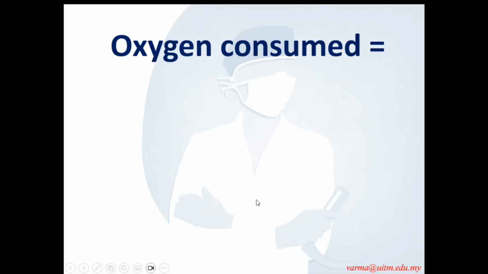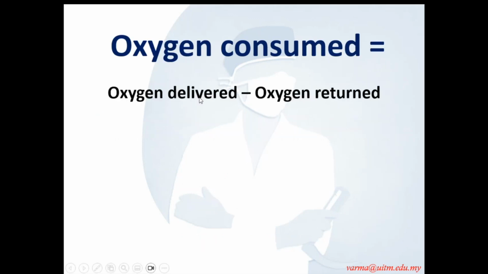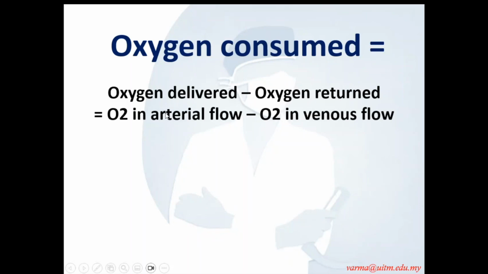Let's calculate. Oxygen consumed is oxygen delivered minus the oxygen returned. From the alveoli, the oxygen goes into your systemic circulation and returns to you by your venous return. So how much oxygen went into the arterial system and how much came back via the venous system? The difference between these will be your oxygen that has been consumed. So the oxygen in arterial flow minus the oxygen in venous flow. Flow is cardiac output, so the flow times the arteriovenous difference of oxygen.